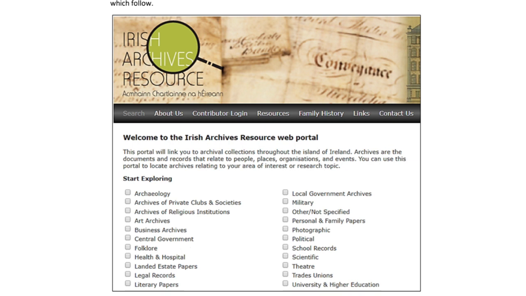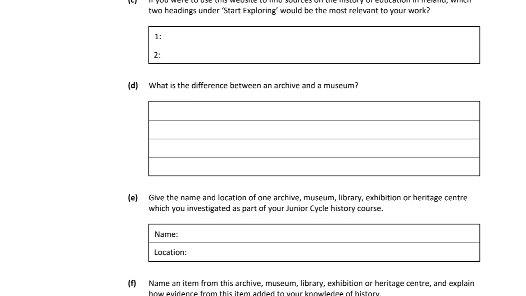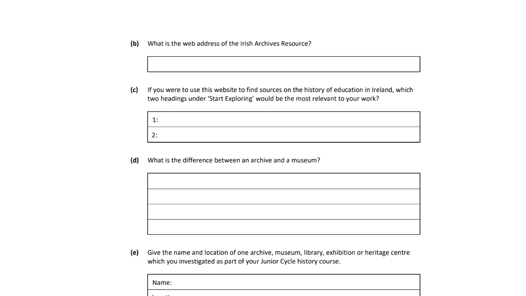So that question would have been worth 3 marks. Just on the second page of that exam paper, guys, again: what is the web address of the Irish Archives resource? If you go back to the previous source, it's just www.iar.ie. Very straightforward, and that, again, was worth 3 marks.